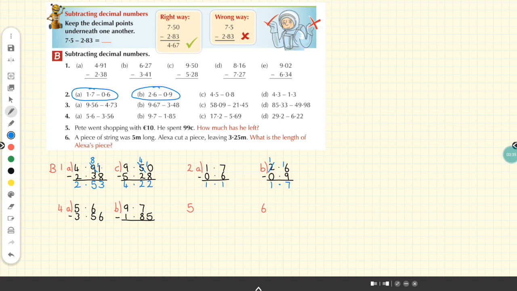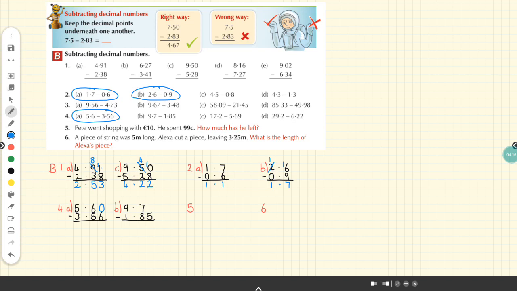And then for 4, in the book, they are horizontal algorithms. Again, we're going to do them vertically. So we have 5.6 take away 3.56. So before we start, we need to fill out the sum. So you can see the units on the top and bottom, the tenths on the top and bottom, we have no hundredths in 5.6. We need to fill out 0 to show that there are 0 hundredths before we start the sum.